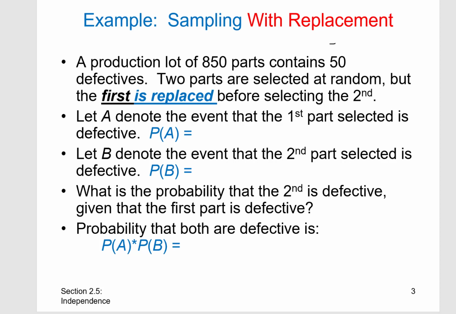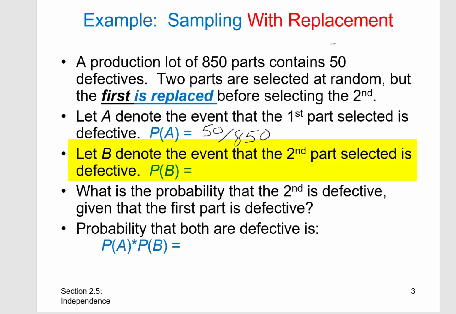A production lot of 850 parts contains 50 defective parts. Now, 2 parts are selected at random, but the first is replaced before the second selection is done. So we call this sampling with replacement. So let A denote the event that the first part is defective. What would that probability be? Well, that's nice and easy. There's 50 defective parts, and there are 850 parts to choose from.